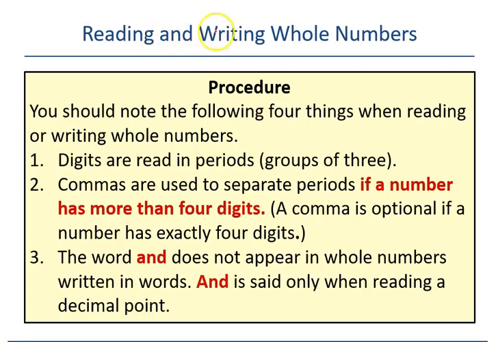So, reading and writing whole numbers. You should note the following 4 things when reading or writing whole numbers. Digits are read in periods, groups of 3, which I'll show you shortly. Commas are used to separate the periods if a number has more than 4 digits. Okay? Basically like 10,000, but we wouldn't do it for like 1,000. Though sometimes we will, sometimes we won't. It's kind of like one of those, like it says here, it's optional. The word and does not appear in whole numbers written in words. And is said only when reading a decimal point. Okay? Which we won't be doing in this lesson.